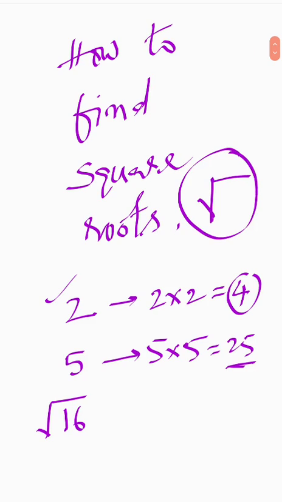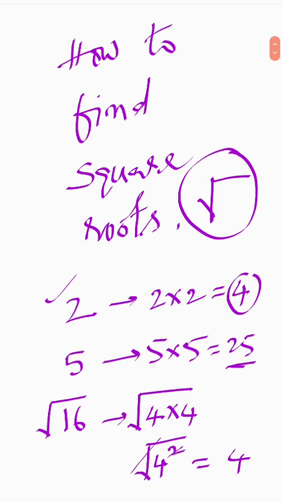What is the square root of this number? 16 is the number. Can we write 16 as the product of two equal numbers or not? Yes, we can write. That is 4 into 4. So after writing like this, 4 into 4 means 4 square. So this square and square root get cancelled, finally 4.